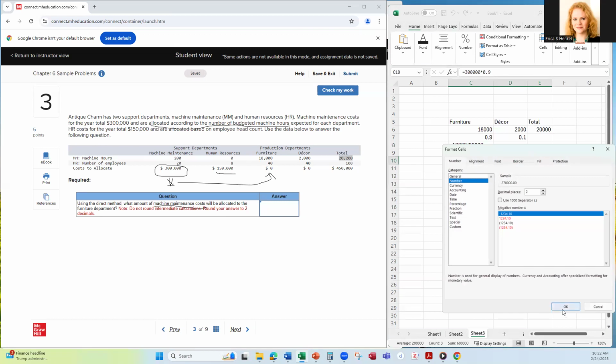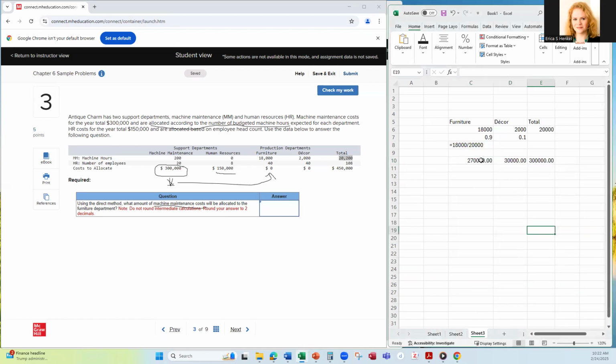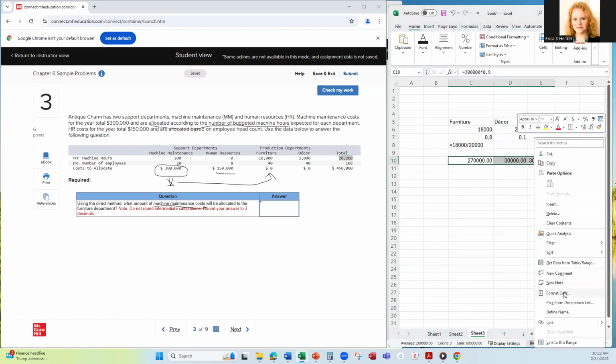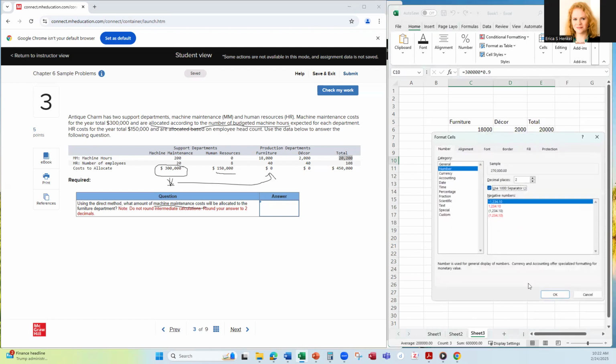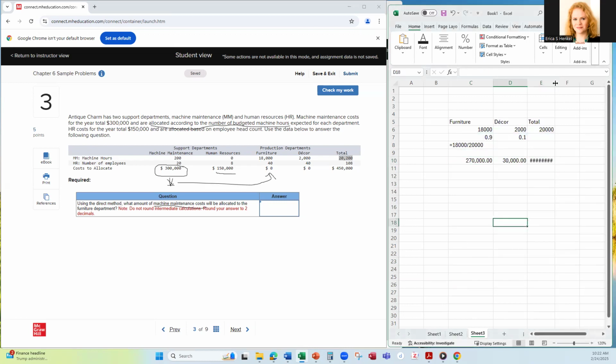So I do recommend when you're doing these problems to always check these. Oops, I should have put some commas in there. Easier to read. That was the whole reason I did that. Okay. So that gets us to the total distribution of $300,000 when we're looking at those two. Now, they're just asking us about the furniture department only. So our answer would just be this 270,000. Okay. So it's the direct method. It's pretty simplified.